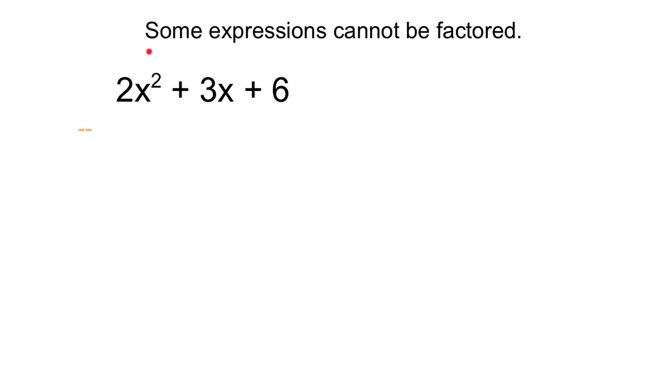Now I want to stress that some expressions cannot be factored. Like this one, 2x squared plus 3x plus 6. There's no greatest common factor, so it looks like a complex trinomial. 2 times 6 is 12, so I need two numbers that multiply to 12 and add to 3. So numbers that multiply to 12 are 1 times 12, 2 times 6, 3 times 4. Do any of those add to 3? No. 1 plus 12 is 13, 2 plus 6 is 8, 3 plus 4 is 7. None of these possibilities add up to 3. So I can't factor this expression.